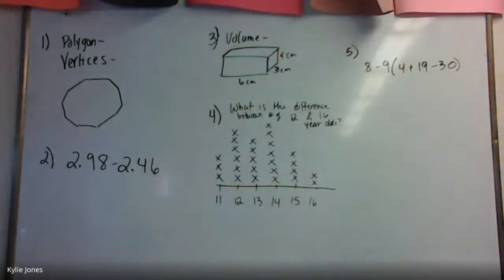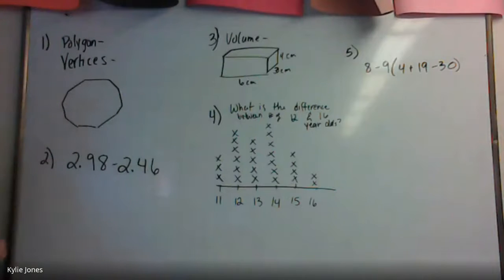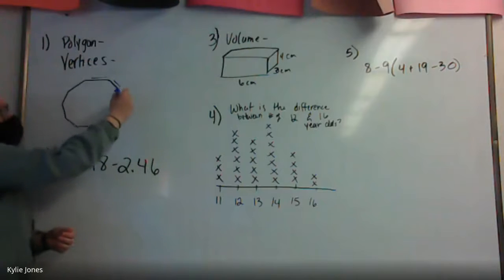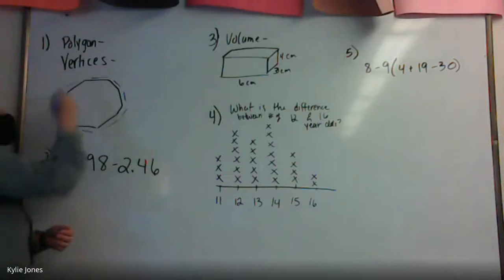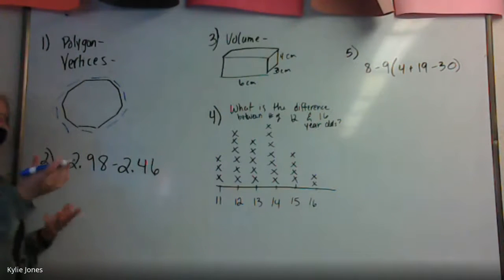Okay. So number one, it asks you to look at this polygon, this shape, and tell me what's the name of it and how many vertices there are. So first we need to figure out how many sides, because the number of sides changes the name. So there were 1, 2, 3, 4, 5, 6, 7, 8, 9, 10. 10 sides. If there's 10 sides, who knows the name that goes in front of that?